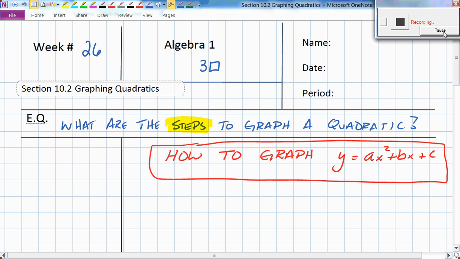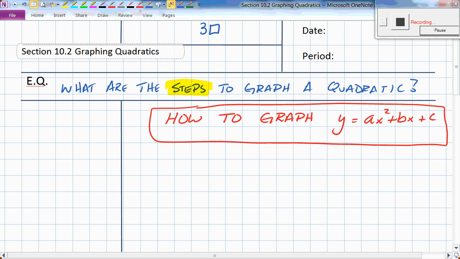First, we're going to write down the steps to graphing y equals ax squared plus bx plus c. This is a quadratic, and it makes a polynomial, okay? I'm going to give you 4 steps.